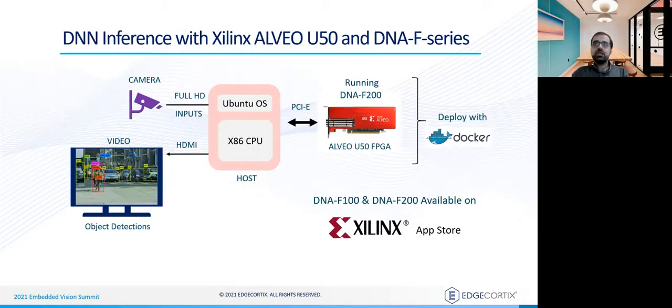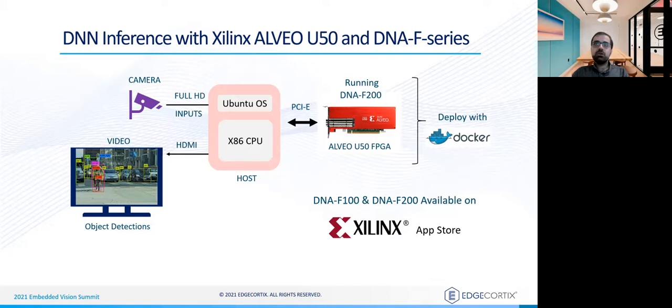This figure shows an example setting for real-time vision applications with DNA AI engine. High-resolution inputs are provided directly from the camera connected to a host system running the Ubuntu OS. The results of the deep neural network inference are displayed on an external monitor also connected to the host system. The DNA F200 AI engine is running on the Xilinx ALVEO U50 FPGA connected via PCIe to the host system.